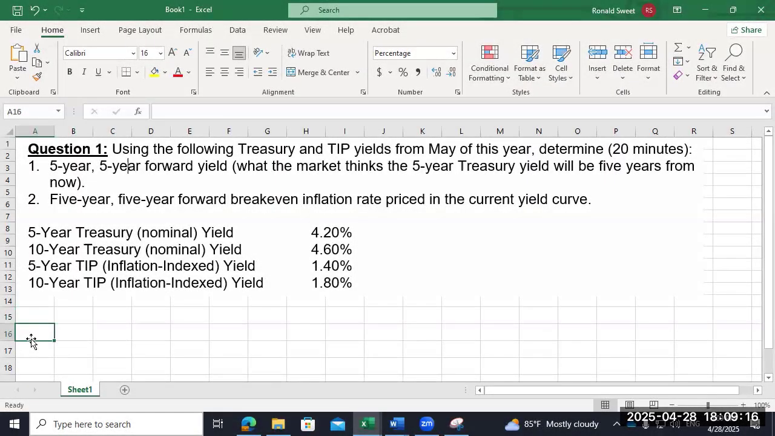Let's try it. It's a 20-minute question. We had like 7 minutes, so I'm kind of rushing you. Anybody remember the formula?